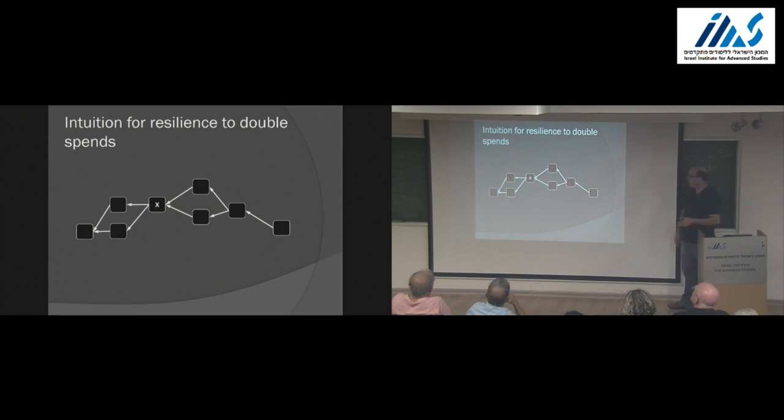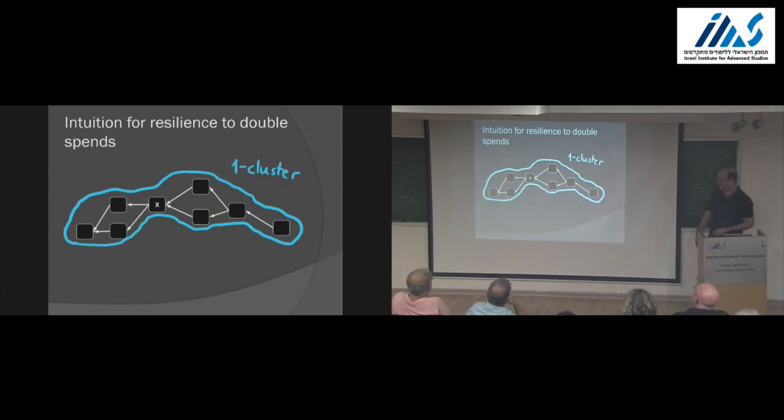So maybe what I want to do about the protocol is give you intuition on the double spends. Why does it work against double spending? So let's suppose we have a one cluster protocol. This is what we see, and my transaction is here. There's already weight built on top of it, and I want to be sure that nobody double spends.